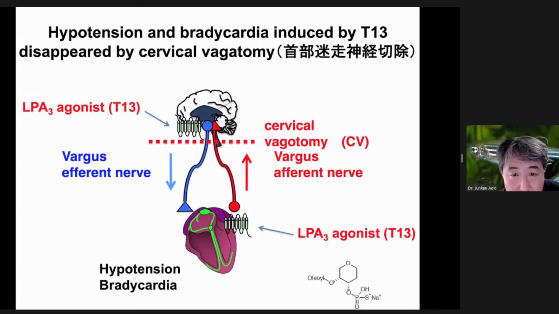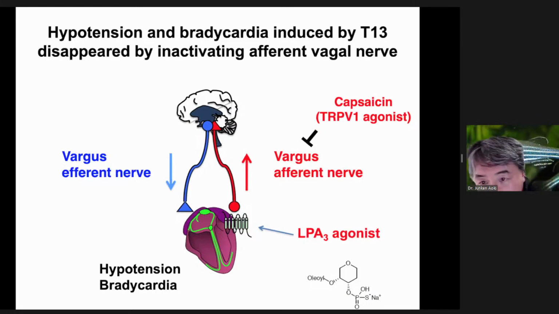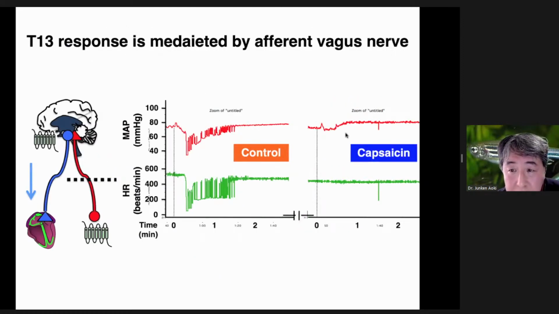Because the vagus nerve is composed of two components, the afferent nerve and the efferent nerve, we used a specific reagent named capsaicin, which is a TRPV1 agonist that specifically inactivates only the afferent nerve. So we administered capsaicin to the mice and tested the effect of T13. As you can see here on the right panel, after the treatment with capsaicin, no pharmacological effect was induced by T13, suggesting that the LPS3 agonist T13 activates the afferent nerve.